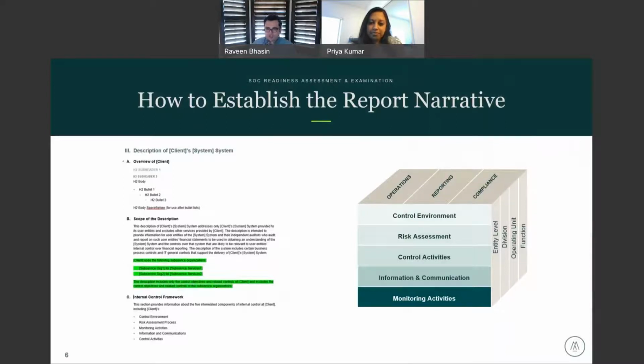It's the third section, which is the report narrative or management's description of the system. And over on the right-hand side, you see the COSO framework. This is important both from a SOC 1 and a SOC 2 perspective.